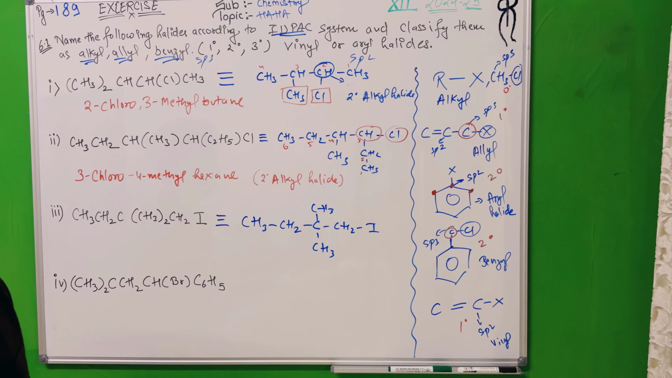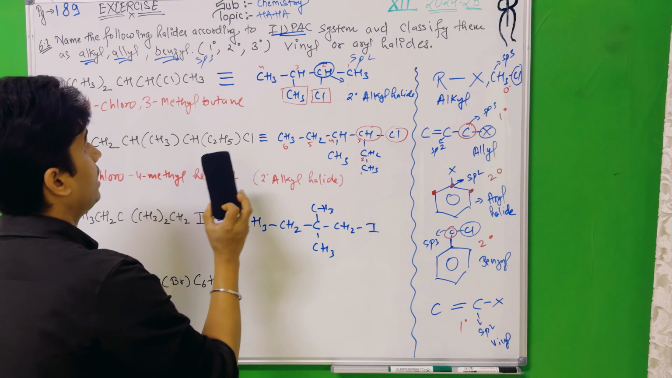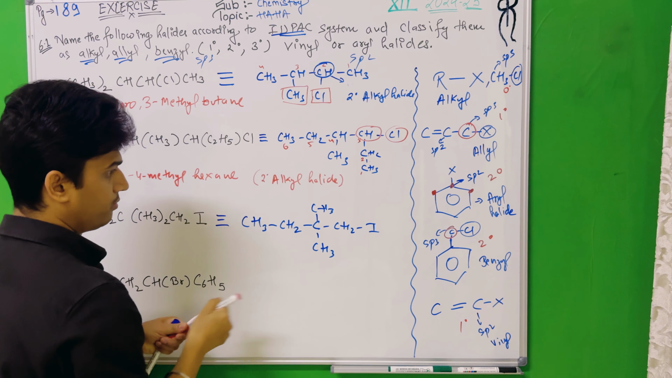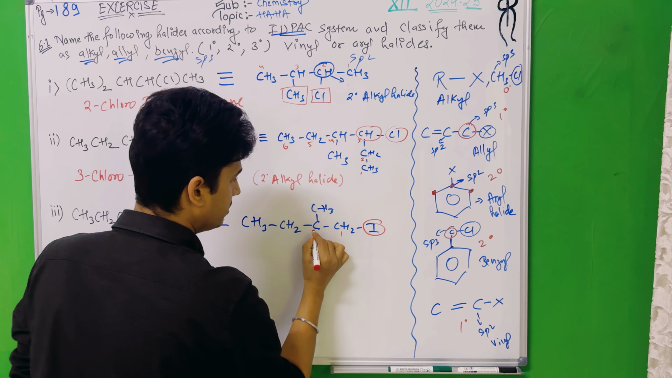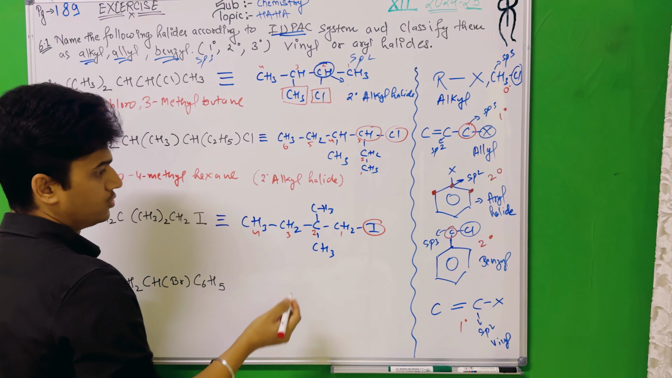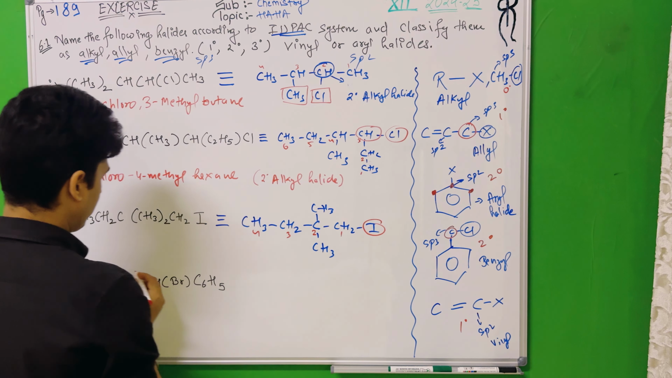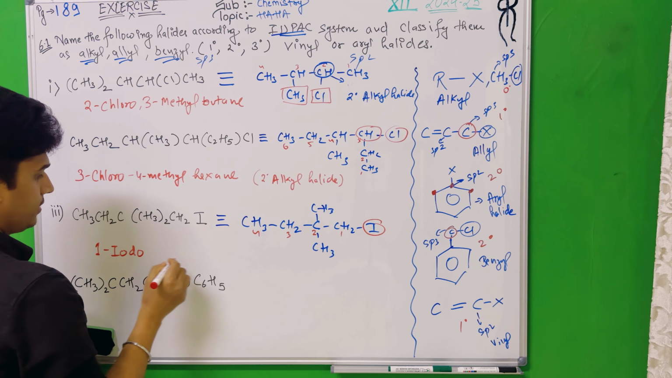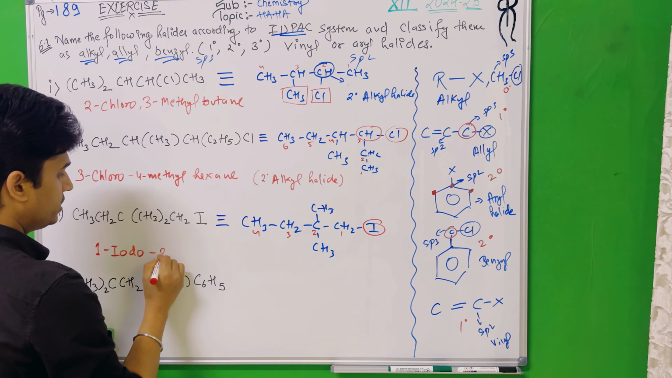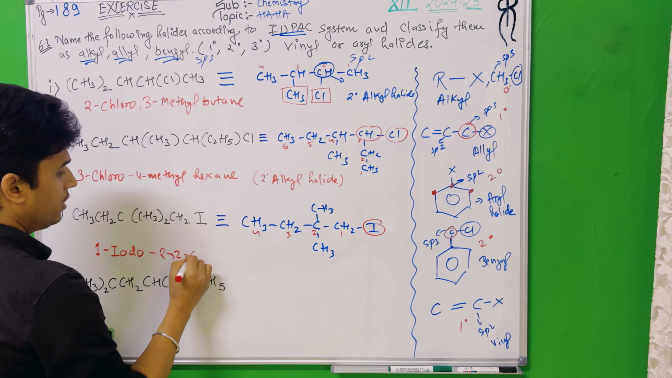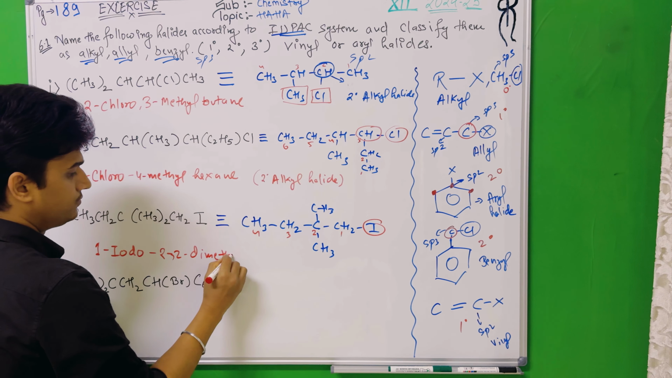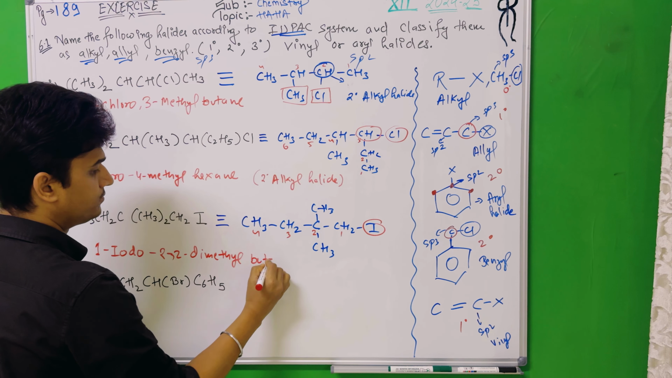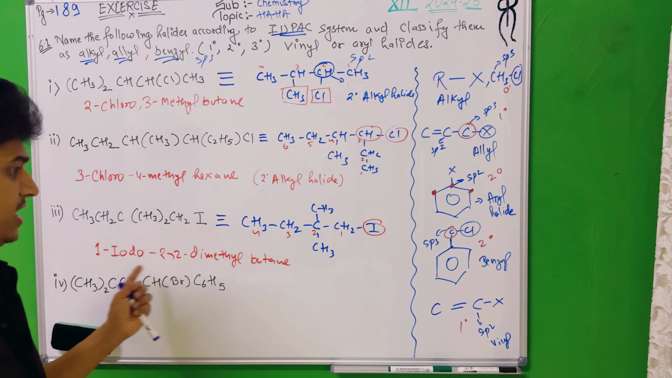Now your job becomes very easy, you just have to see where the halogen is and number accordingly. Your halogen is over here, so numbering starts 1, 2, 3, 4. So at first position you have iodo, so 1-iodo, then at 2 position you have 2,2-dimethyl butane. So this is the name of this compound.